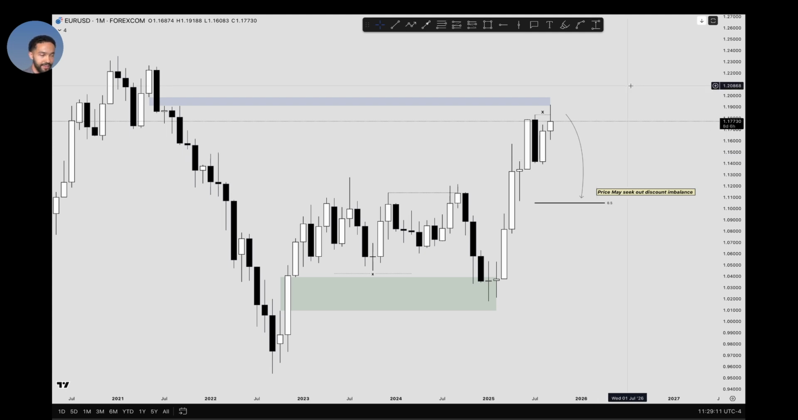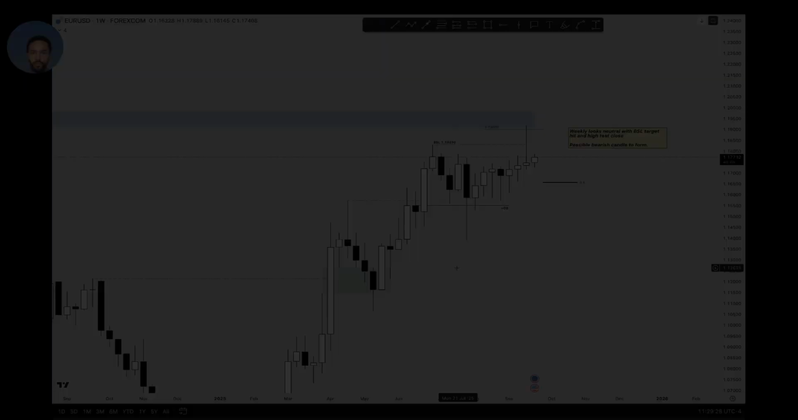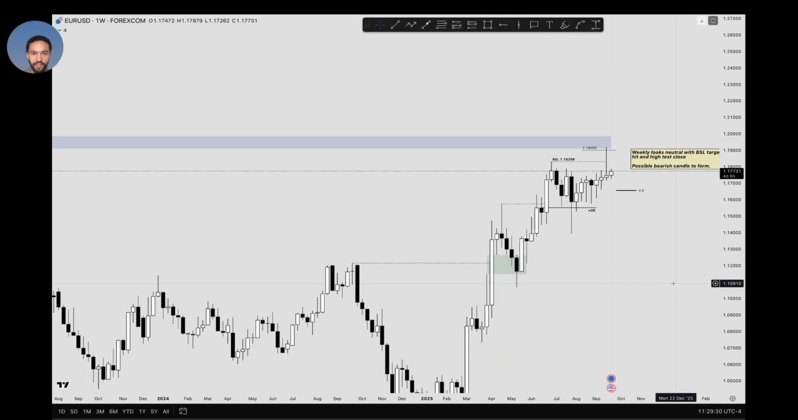So let's go down to the weekly. We'll see if the weekly agrees with the monthly. We'll also get some more detail. You can see how I'm reading price. I'll zoom out again just slightly.